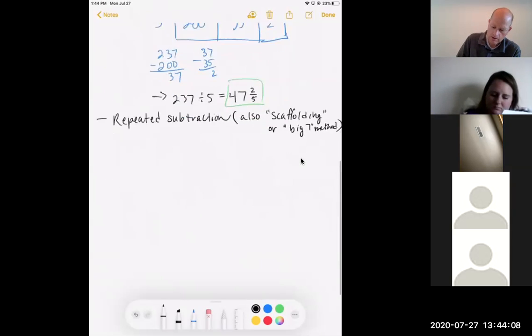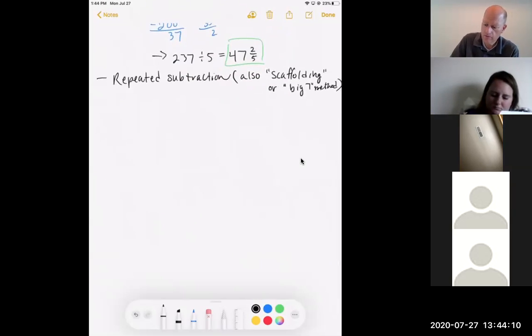Okay. So it's a little bit like what we've been doing, where we're going to chunk up our total, or our dividend, into pieces that are nice to divide. And because you can do that, this algorithm can go pretty quickly compared to the standard algorithm.